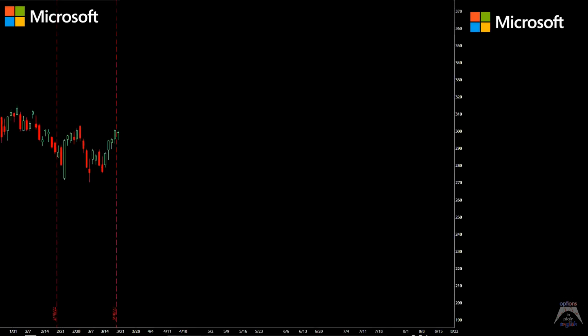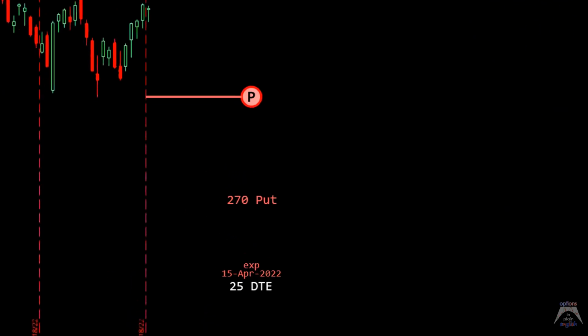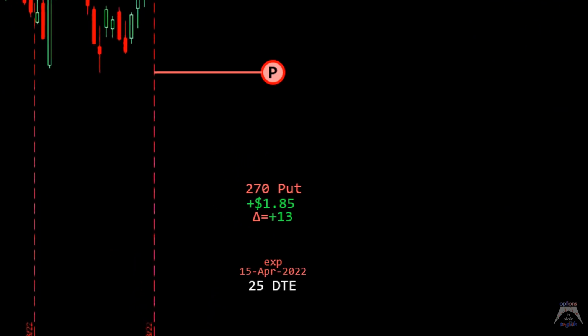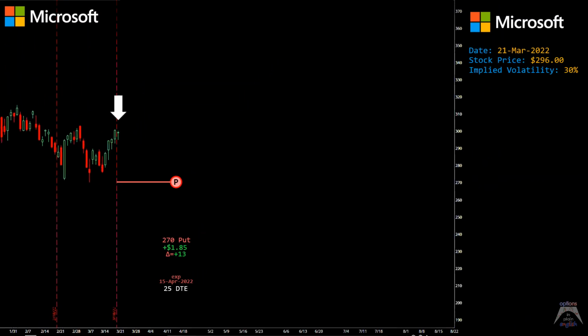For this analysis, we are going to use real market data to put on a wheel trade for Microsoft, starting on the 21st of March, with the stock at $296 and with an implied volatility of 30%. At this point, we decide to initiate a wheel trade by selling a put with a $270 strike price and an expiration date 25 days out. We sell the 13 delta put, for a total credit of $185, and this initiates our position.